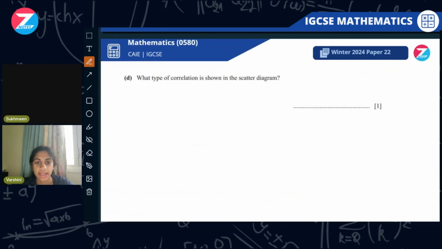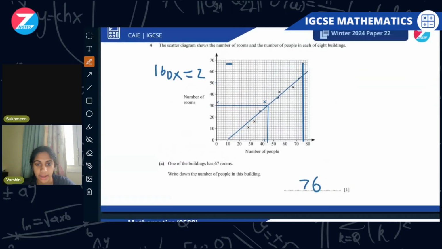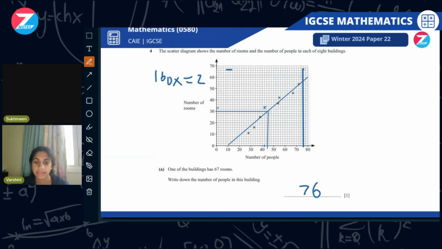What type of correlation is shown in the scatter diagram? So let's go back up to our diagram, and we know that there are two types of correlation: positive and negative. For positive, when one increases, the other is also going to increase, and it's going to look like a sloping line upwards. And for negative, when one increases, the other is going to decrease, so it's going to look something like this. So for positive correlation, it's going to look something like this.